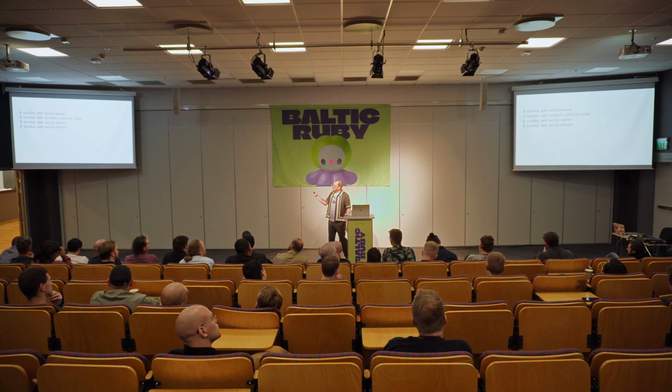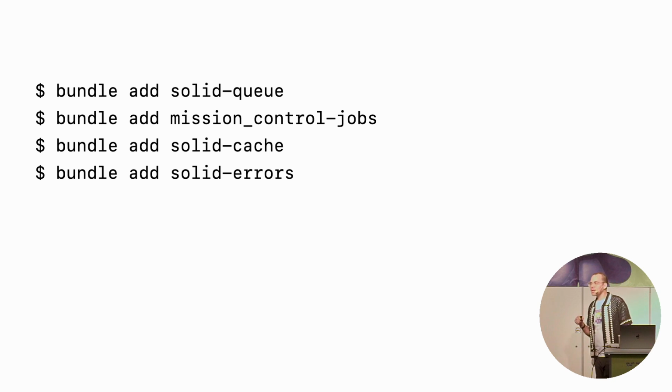Well, first thing we need to do is just add them. We'll talk a little bit about what solid errors is in a bit. But add the gems, mission control jobs, that's the web UI, so that you can have observability into what's happening with your background jobs. But after we've added the gems, how do we configure them? How do we set them up? And what are some of the pain points?